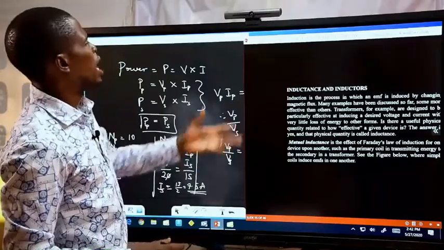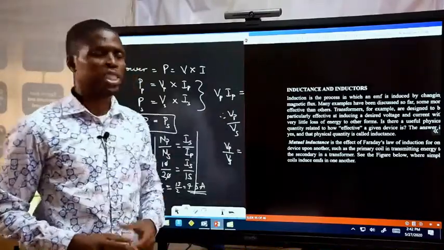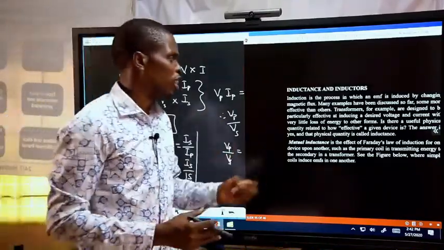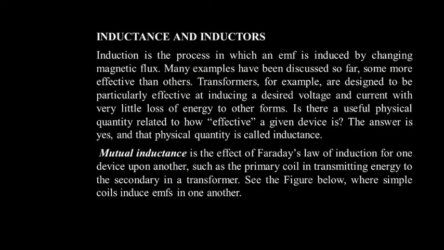Okay, so we have what we call inductance and inductors. What is inductance? Induction is a process in which an EMF is induced by changing magnetic flux. By changing what? Magnetic flux. Okay? So if we have induction as a process, we have what we call an inductor. The inductor is a device that stores the magnetic field.